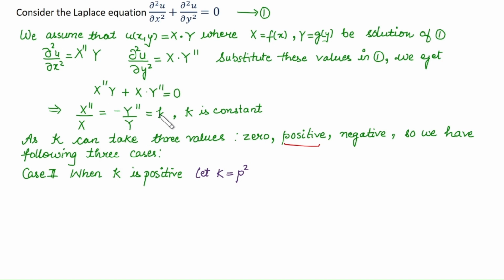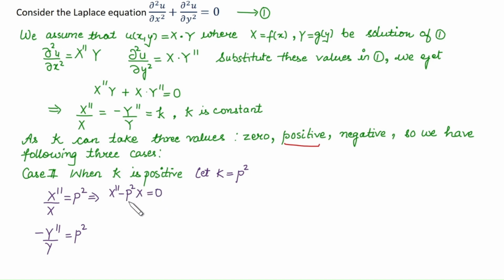So plug k is equal to p square and extract the two ordinary equations, that is second order derivative of x divided by x is equal to p square, and another case, minus second order derivative of y divided by y is equal to p square. Let's solve the first ordinary differential equation. From here we have second order derivative of x minus p square into x is equal to 0.